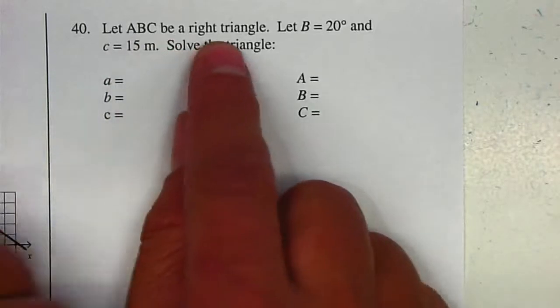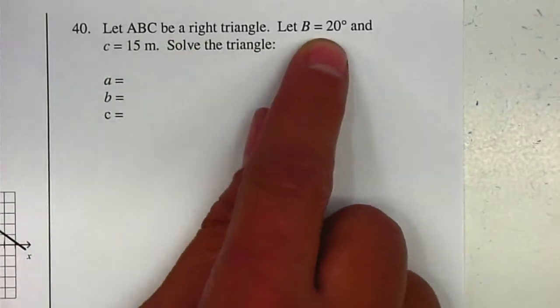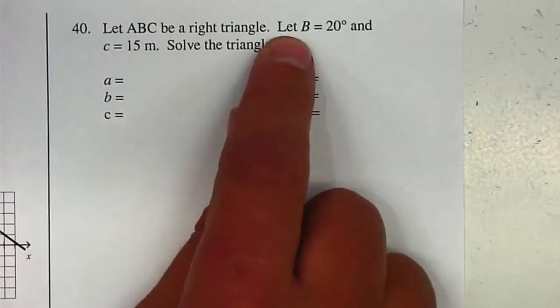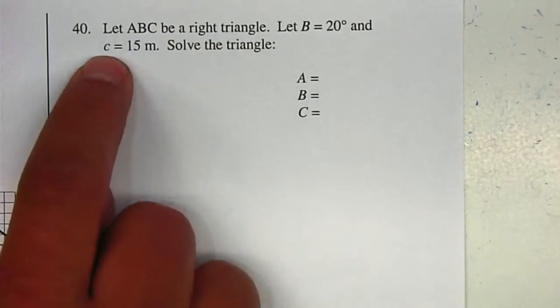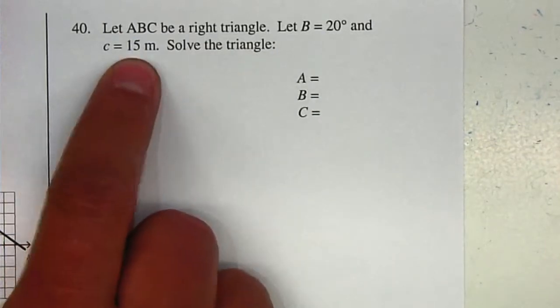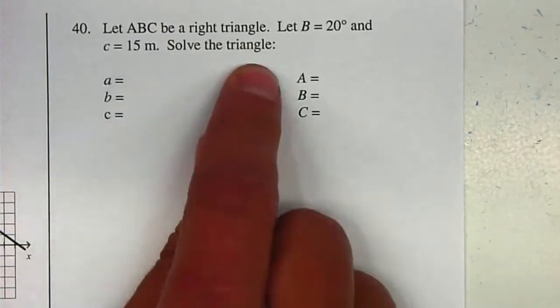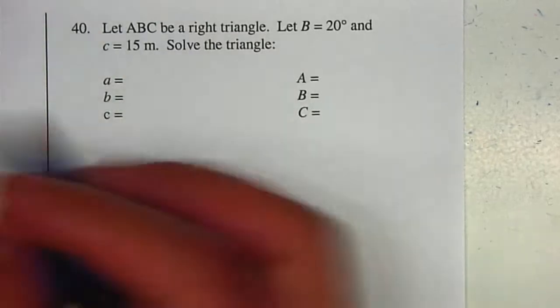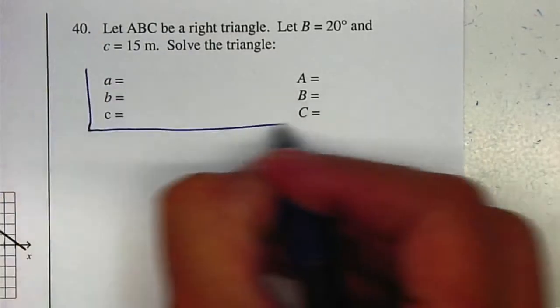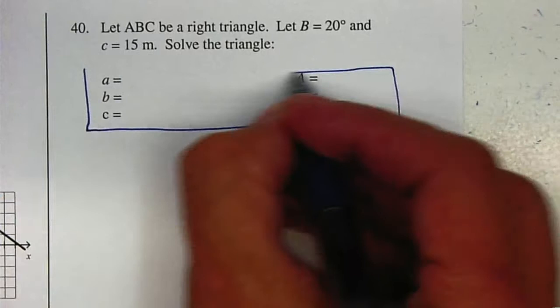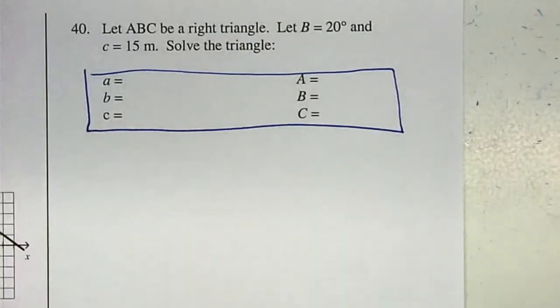Let ABC be a right triangle. Let B be equal to 20 degrees. So that's an angle. And whenever they place it on lowercase, that's a side, so c is 15 meters. And they want you to solve the triangle. Now remember that whenever they ask you to solve the triangle, we basically need to be able to get all the values of all three sides and all three angles.